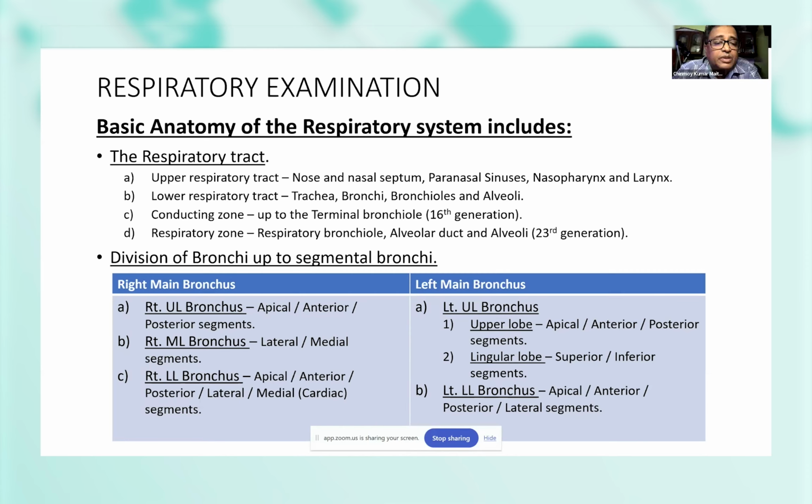So apical, anterior, posterior, lateral in the left lower lobe, and the left upper lobe bronchus divides into 2, the upper lobe and the lingular lobe. The lingular one is superior and inferior, and the upper lobe is similar to the right upper lobe: apical, anterior and posterior segments. So you must know that there are these 10 segments in the right and 9 in the left lung.